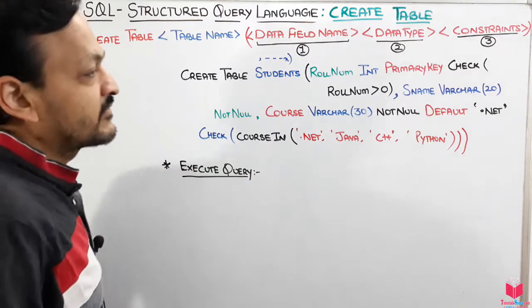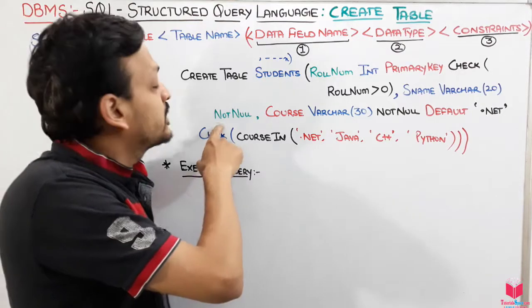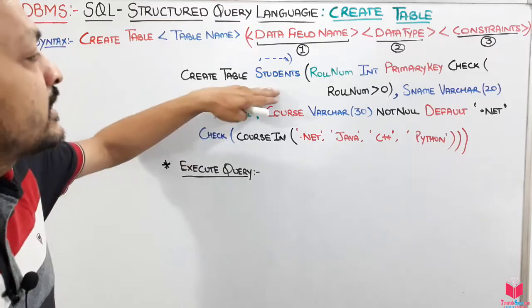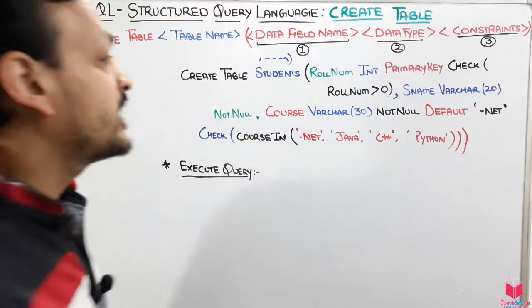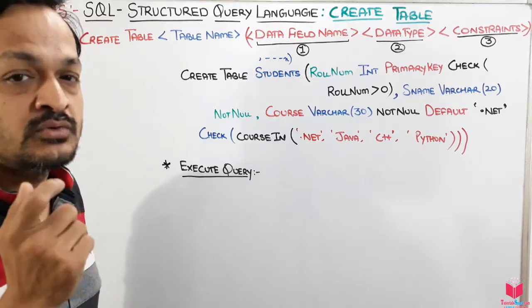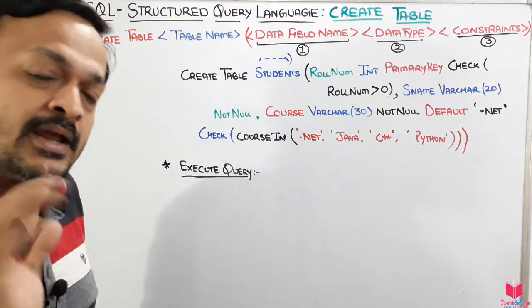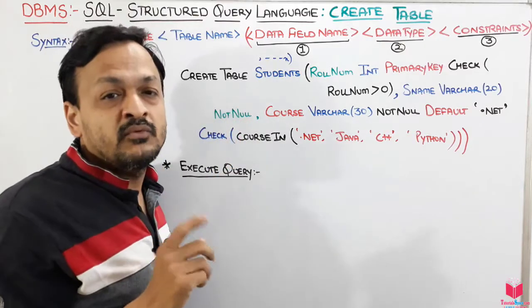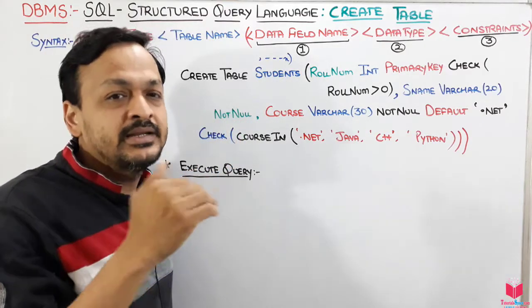After that I have written a constraint like NOT NULL. Any student name in a student database cannot be null. It should have some value, whatever, it doesn't matter, but its value cannot be null. We can't leave that value empty.